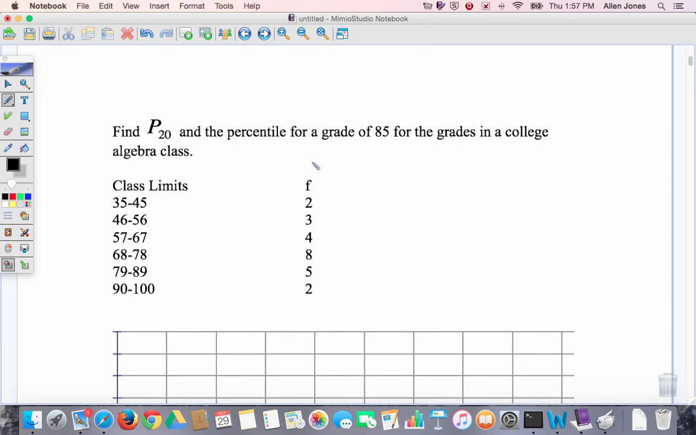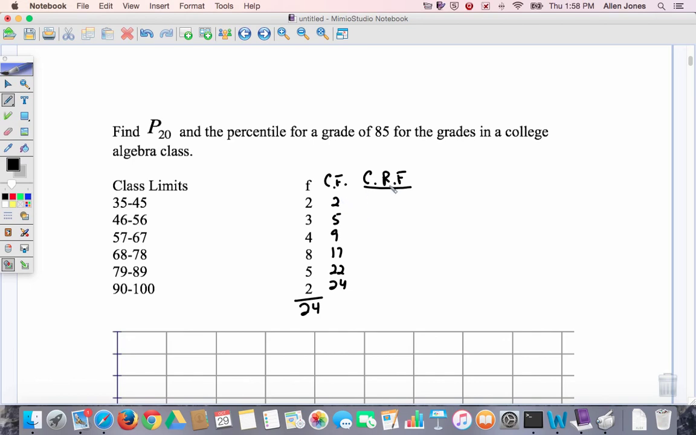It says find the 20th percentile and the percentile rank for a grade of 85 for these grades in a college algebra class. So the first thing we want to do is convert these to cumulative relative frequencies. So first thing, 5, 9, 17, there are 24 total values in here. I'm going to go ahead and do a cumulative frequency column here as well, just so we can have that, and hopefully it makes a little bit more sense as we go through here.